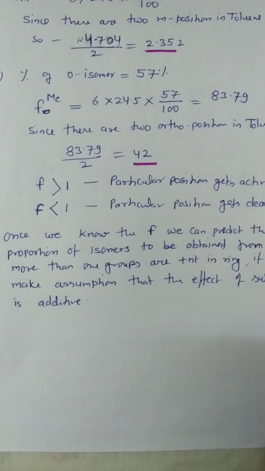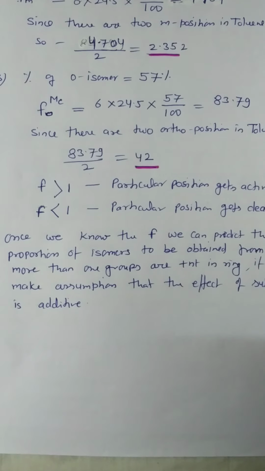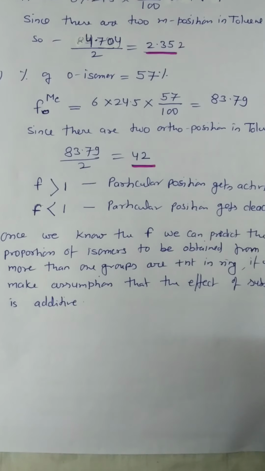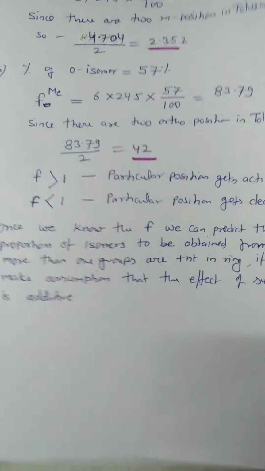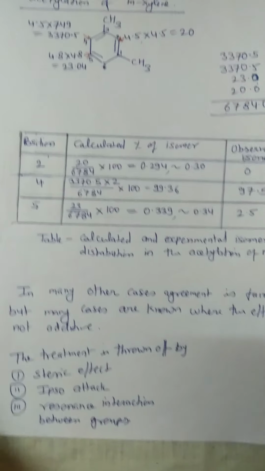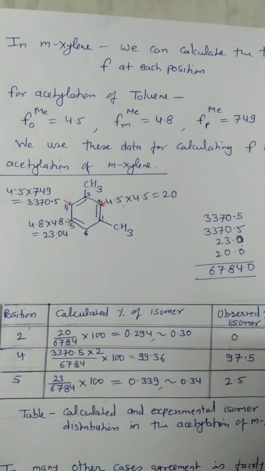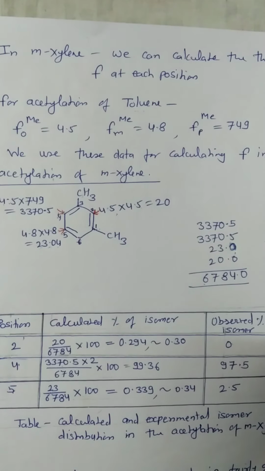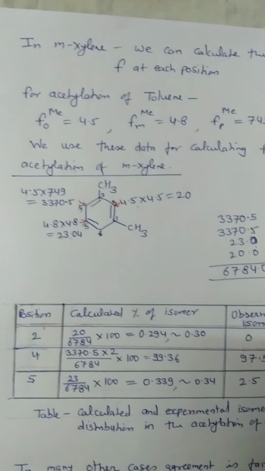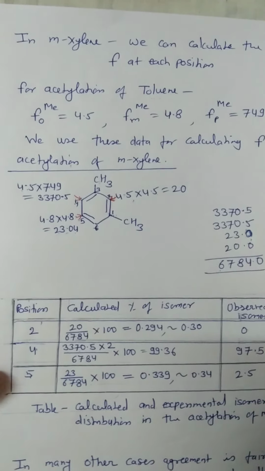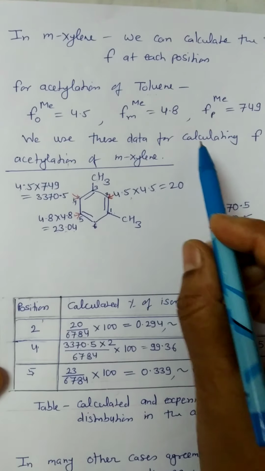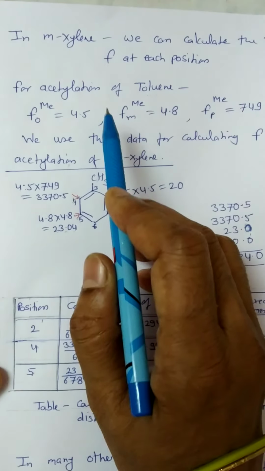Once we know the partial rate factor, we can predict the proportion of isomers to be obtained if more than one group is present in the ring, if we make the assumption that the effect of substituents is additive. This can be explained by taking the example of metaxylene. In case of metaxylene, we can calculate the theoretical F at each position. For calculating the partial rate factor at each position in metaxylene, we take data for the acetylation of toluene.